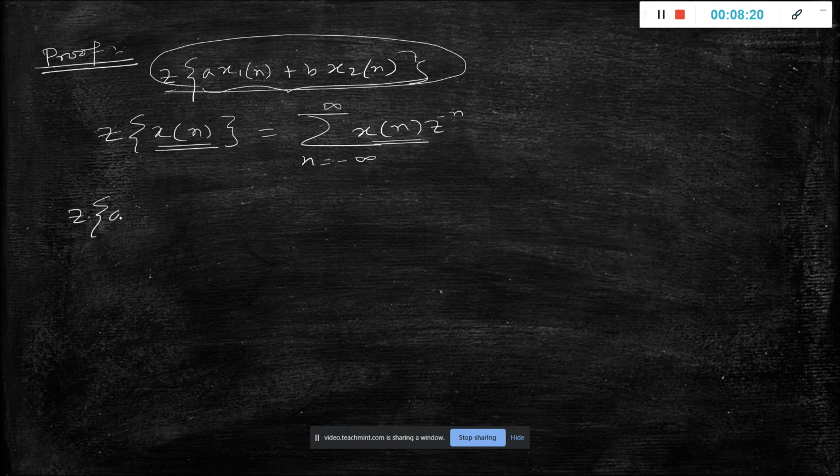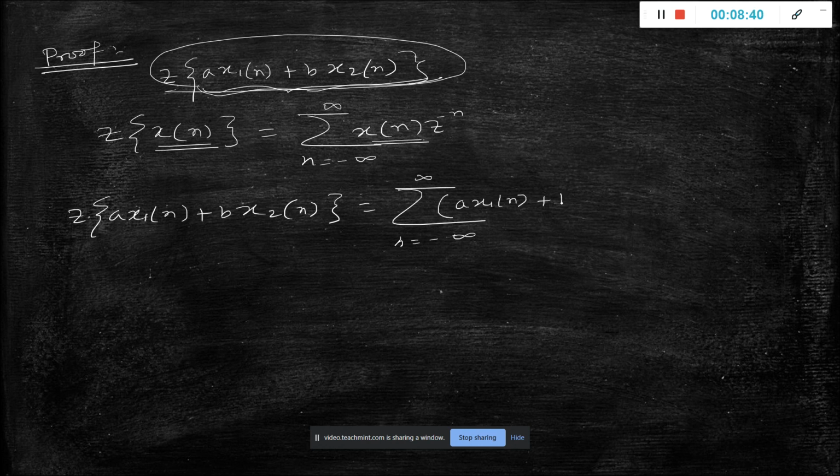if you put this equation into this formula, then what we will get: Z of a x1n plus b x2n is equal to summation n equal to minus infinity to plus infinity. Instead of x of n I will put this one, a x1n plus b x2n, times z to the power minus n. ठीक है, यहां तक सबको समझ में आया, समझ में आया सबको?